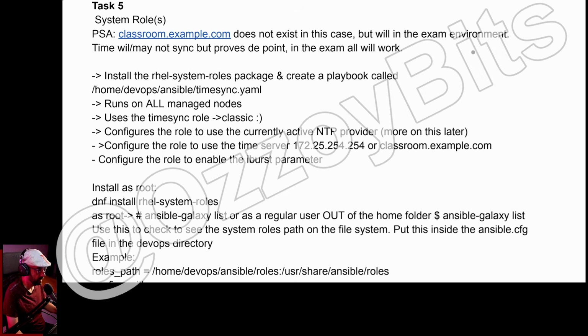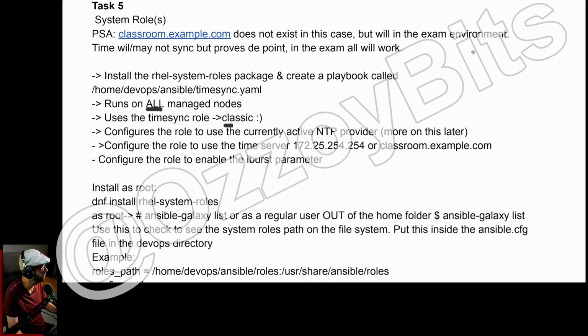So basically, install the system roles package and create a playbook called devops-ansible-timesync.yaml. Runs on all managed hosts. I'm not going to run on all, maybe on one, just to undo, because well, it doesn't harm to keep it there, but I want to undo that. So runs on all managed hosts. I'm going to use this maybe on server B or something. I will see. Use the timesync role.